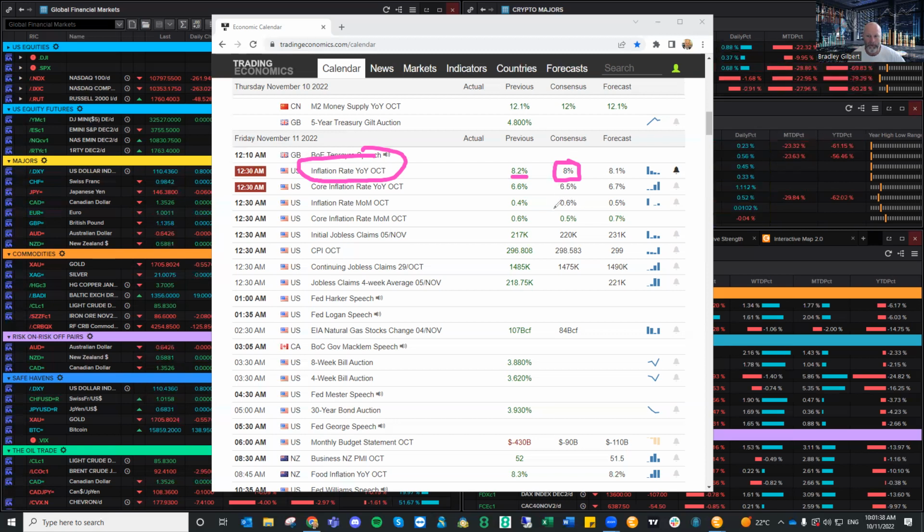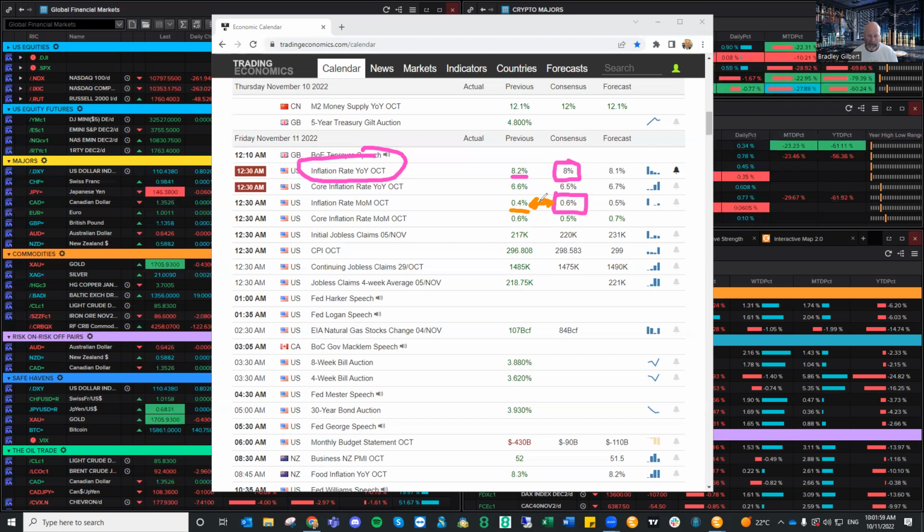Month on month, the forecast is for a 0.6% increase. This is important because the previous number was 0.4. You can't see it on this page, but the range for the month on month is 0.4 to 0.6. If the month on month number is outside that range, higher than 0.6, say 0.7, obviously it's going to be very dollar positive. If it's below 0.4, it's going to be dollar negative. And that's pretty much the same for the consensus.